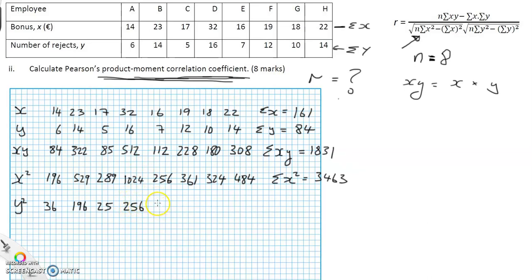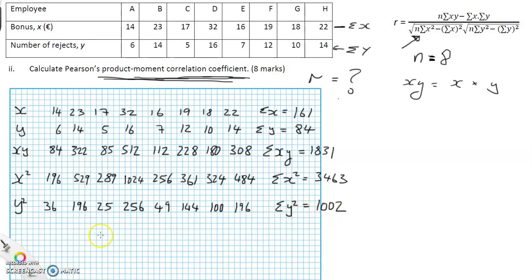Then 7 squared is 49, 12 squared is 144, 10 squared is 100, and then with 14 squared, we get 196. Right, in a similar fashion, for the formula, we're going to need the sum of the y squared values. So we're going to add up all this row to get the sum of the y squared values. And I got 1102 there for the sum of the y squared values.